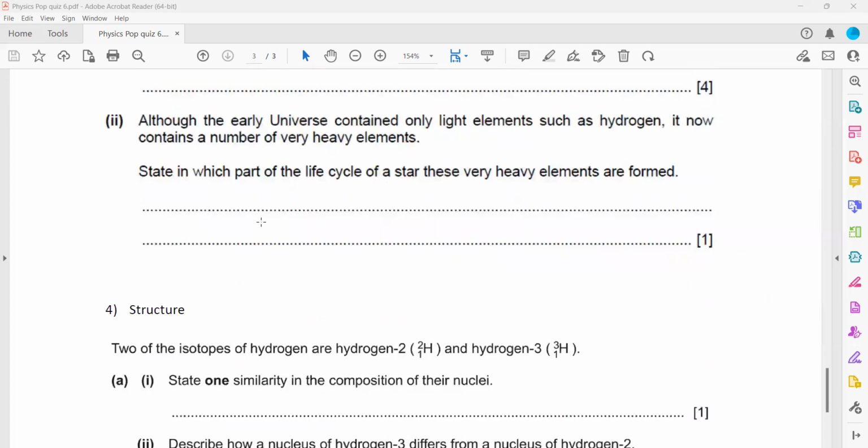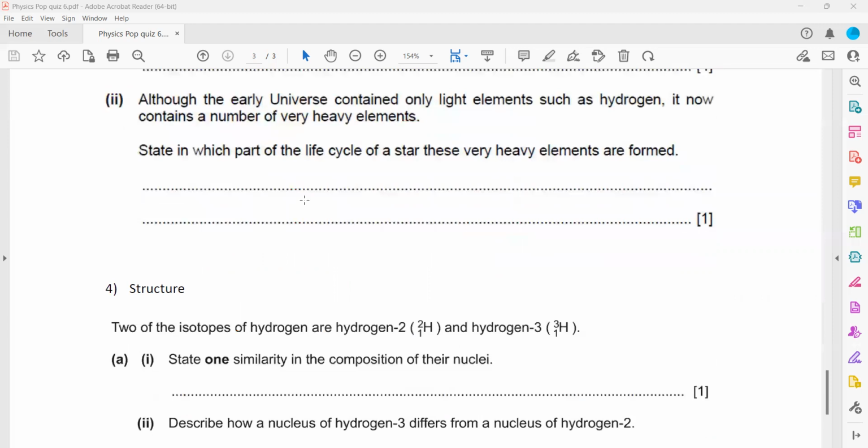Then, although the early universe contained only light elements such as hydrogen, it now contains a number of heavy elements. State in which part of the life cycle of a star these very heavy elements are formed. Heavy elements are formed in a supernova, because first there's hydrogen fusion, then helium fusion, and then when the heavy elements fuse together, that is when the supernova occurs. So they form in the supernova.